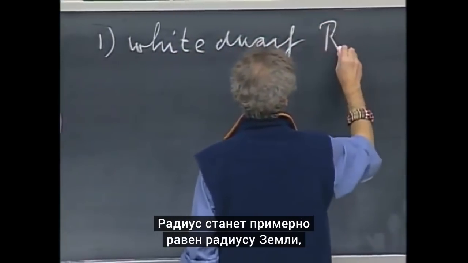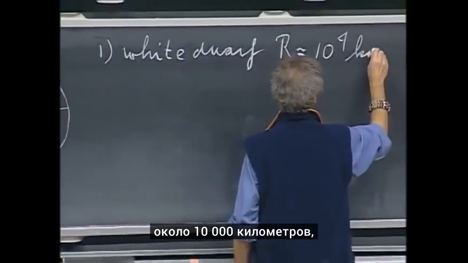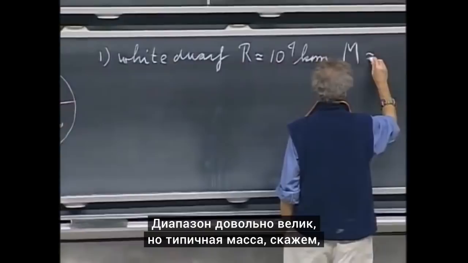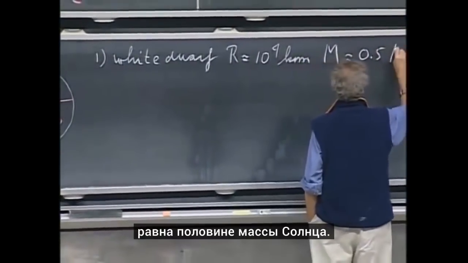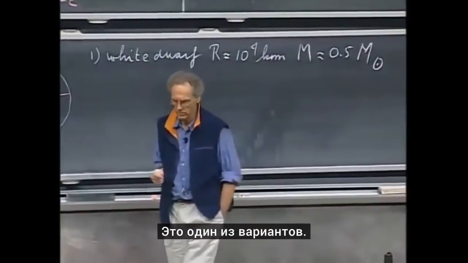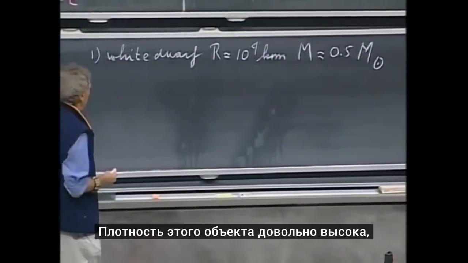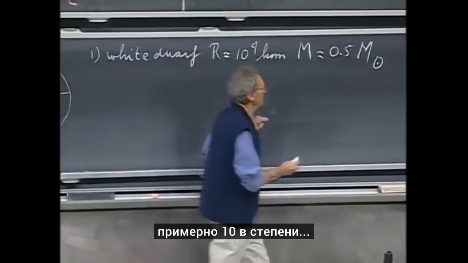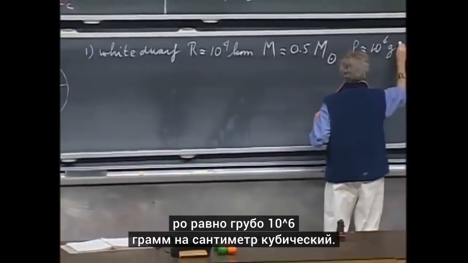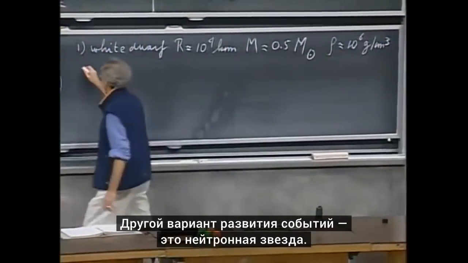It has a radius approximately the same as the Earth, some 10,000 kilometers. And the mass of a white dwarf, there's a whole range of them, but the typical number, say, is half the mass of the sun. So that's one possible end product. This will be the fate of our sun, by the way. The density of such an object is quite high. Some 10 to the 6 grams per cubic centimeter.